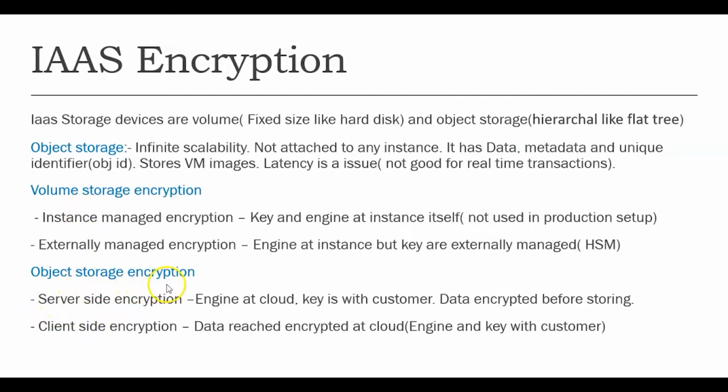And for object storage encryption, there are the same options, server side and client side. In server-side encryption, the engine is at the cloud, keys are with the customer, and data is encrypted before storing. So the cloud is doing the processing, but when data is stored in the object storage, the data is encrypted on the server side. In client-side encryption, data reaches the cloud already encrypted, with engine and key both at the customer end. So these are the IaaS-based encryption mechanisms.